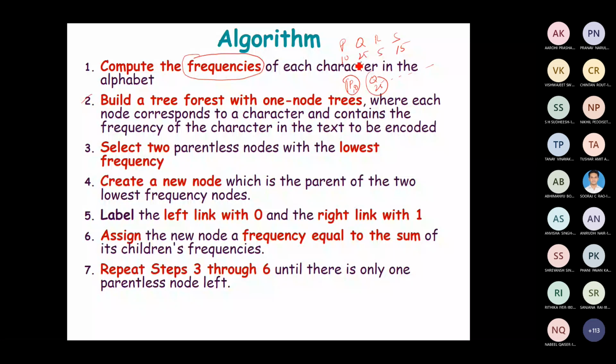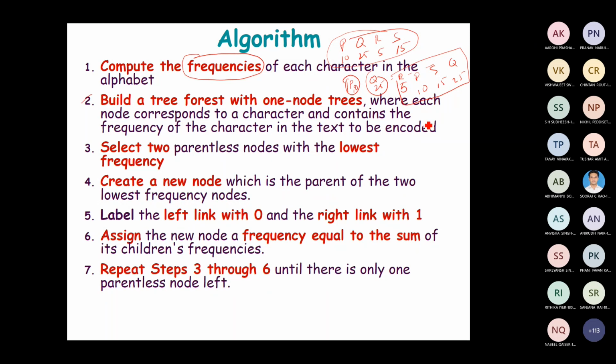Lowest means that once you have computed the frequencies, you arrange these symbols in increasing order. Say P occurs 10 times, Q occurs 25 times, R occurs 5 times, and S occurs 15 times. If I do sorting for this, my sorted output will look like this: R occurs 5 times, then P occurs 10 times, S occurs 15 times, and Q occurs 25 times. This way you have to do it.